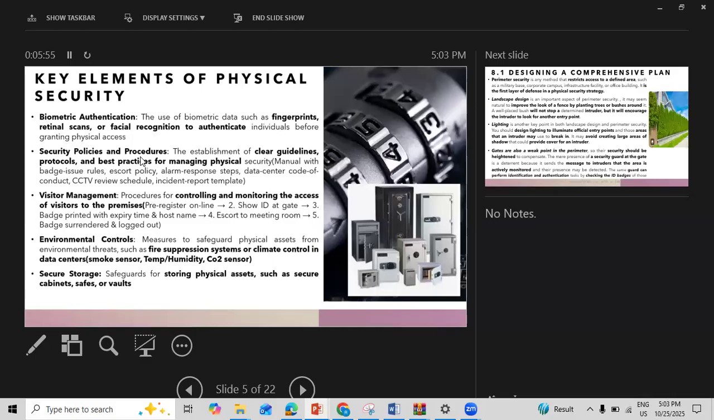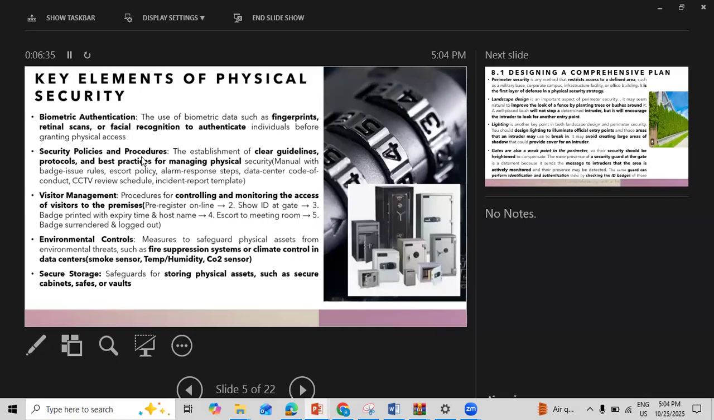Then alarm response steps. That is also a part of policy. If any security breach happens, an alarm will be raised. At what time will the alarm be raised? How to respond? All those things. Data center code of conduct: whenever you are taking someone to the data center room or server room, what are the rules to be followed there? That also comes under policies. CCTV review schedule: the closed circuit television camera, how frequently do you review those CCTV footages? That's what it is.